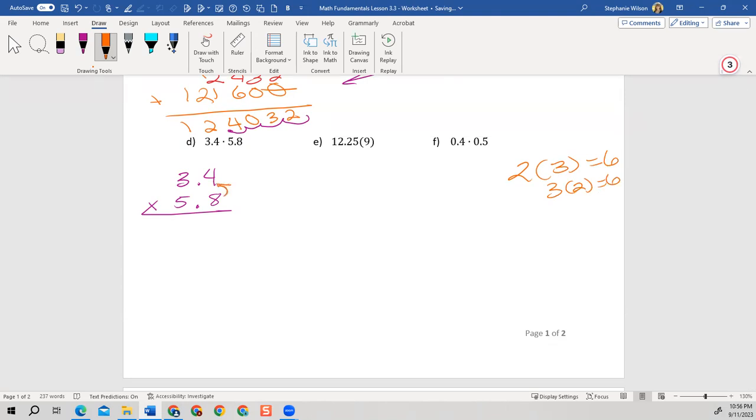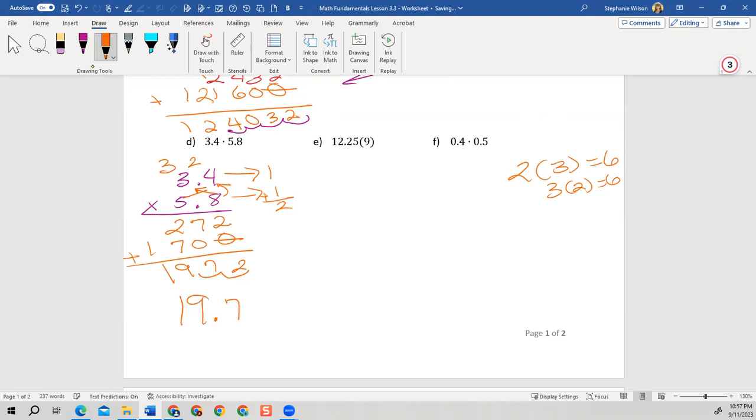So now I'm going to say 8 times 4, that's 32. Carry the 3. 8 times 3 is 24, plus 3 is 27. I'm going to scoot over for the 5. 5 times 4 is 20. Carry the 2. 5 times 3 is 15, plus 2 is 17. Add these up. And we get 2 plus 0, 7 plus 0, 2 plus 7, and 1. This one has 1 decimal place, and this one has 1 decimal place. Add it up. Move the decimal 1, 2. My answer is 19.72.